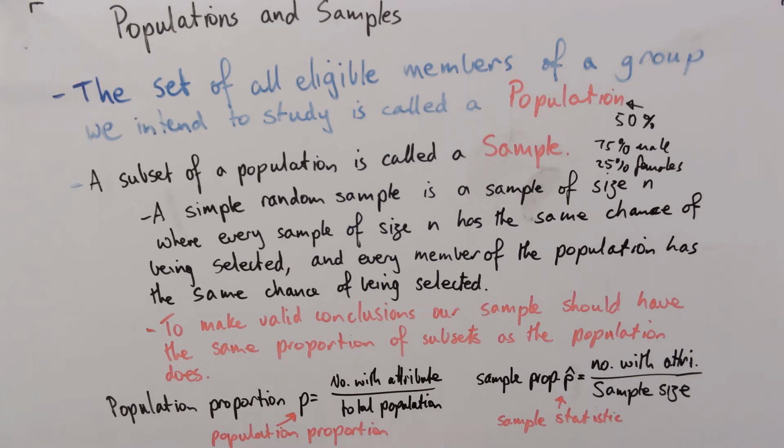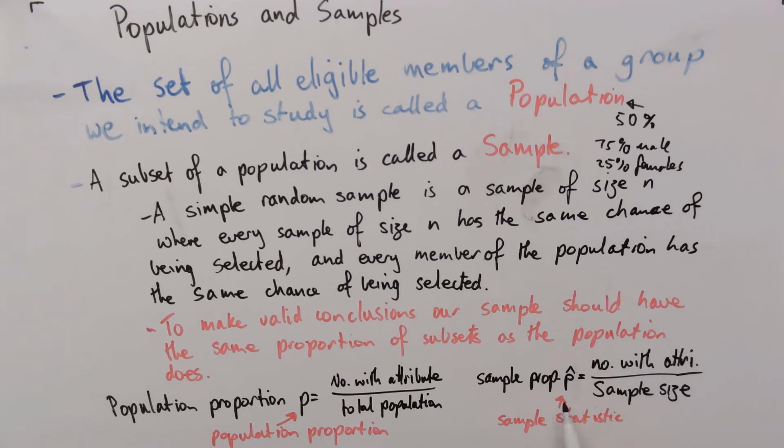Our population proportion is called P, and it's equal to the number of people or things with a certain attribute over our total population. For example, if our population was 100 people and 50 of them are male, then our population proportion, P, is 0.5, because it's 50 over 100. This population proportion is a constant value, fixed based off our population.